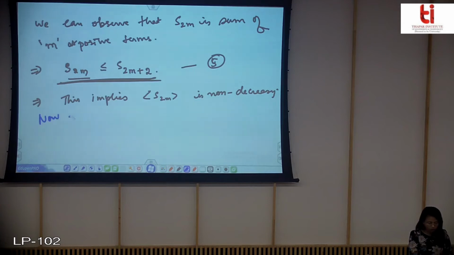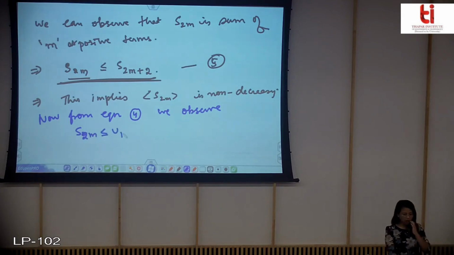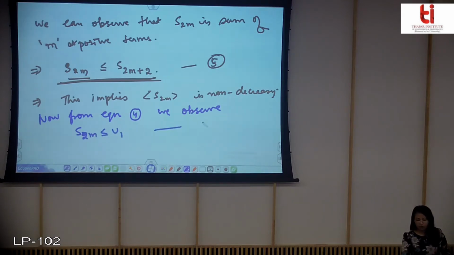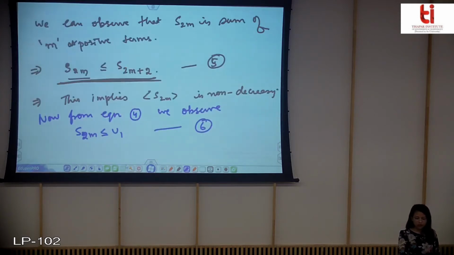Now from equation 4 we observe that S2m will be less than or equal to u1. It is clear that since equality holds, now if I delete all these, like if I do not consider them, then S2m will be less than or equal to u1. Equality will hold when all the terms are equal. So this is clear. So I'll get equation number 6.